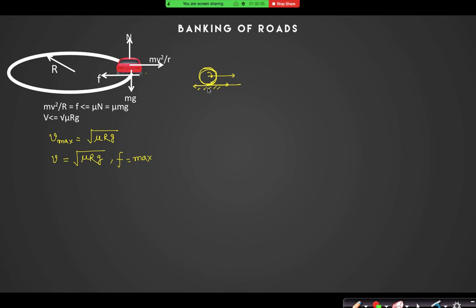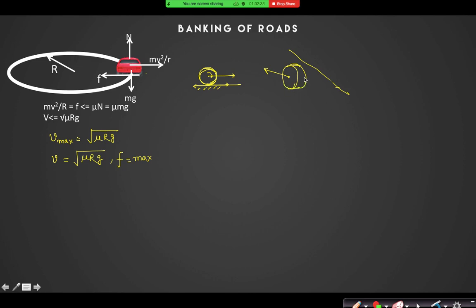We will talk about that in the rotational motion chapter. But what friction I am talking about is this: suppose this is the tire of that car, and the car is moving in this direction. This is the road.